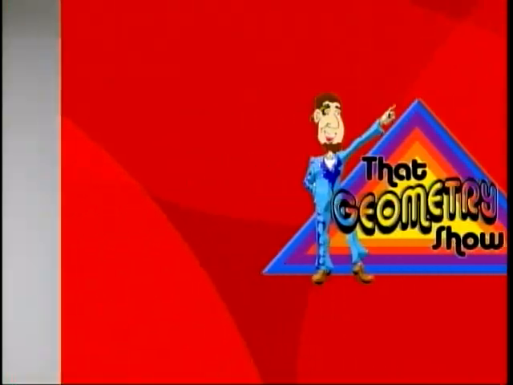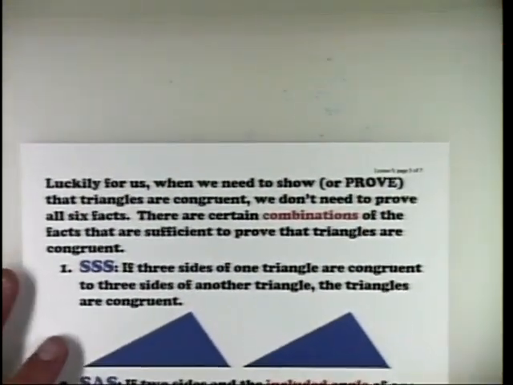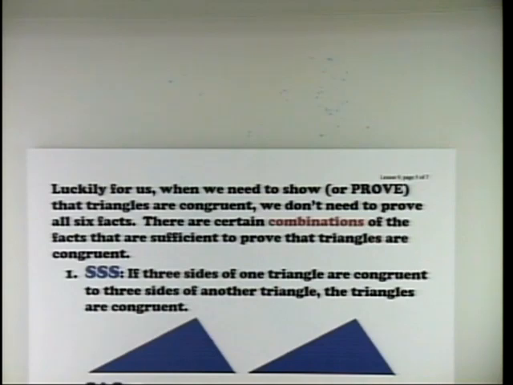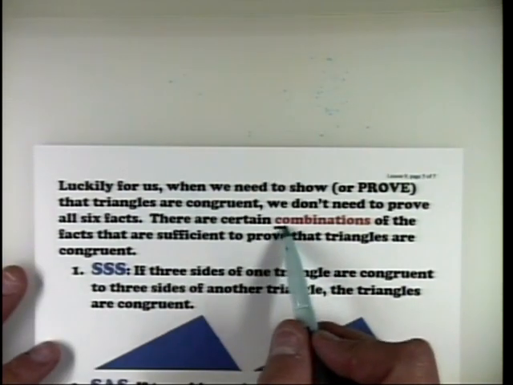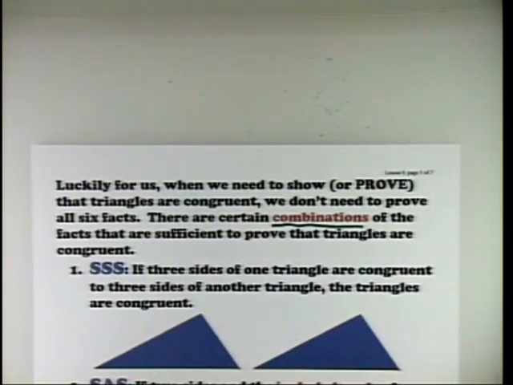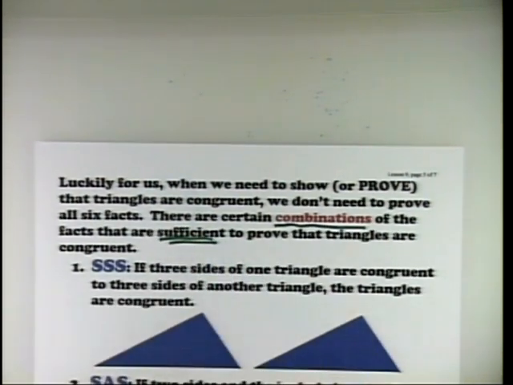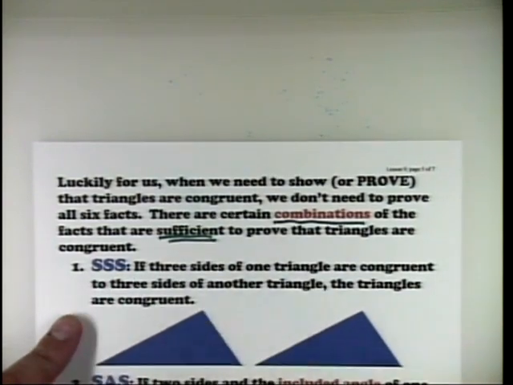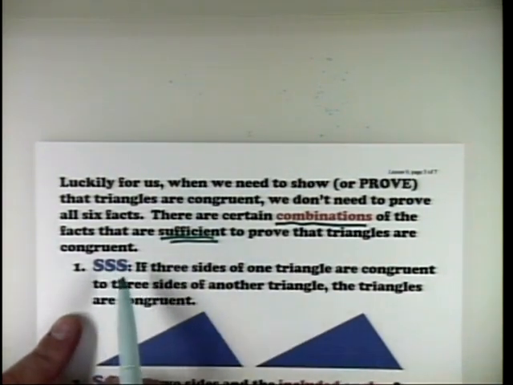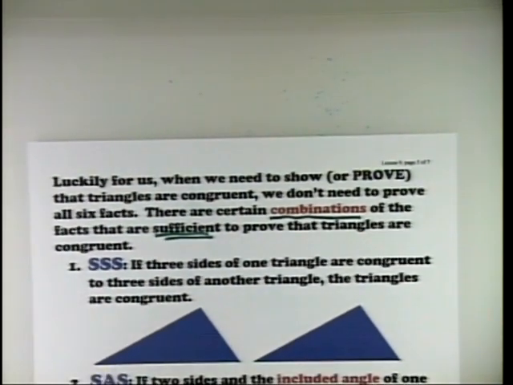Okay? Luckily for us, if we are trying to prove that 2 triangles are congruent, we don't have to actually show all 6 things. There are certain combinations of the 3 sides and the 3 angles that are sufficient, that are enough to prove that 2 triangles are congruent. The first case that we're going to be looking at is the SSS case, or the side-side-side case. And here's what the side-side-side case says.